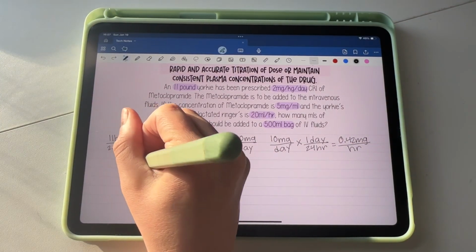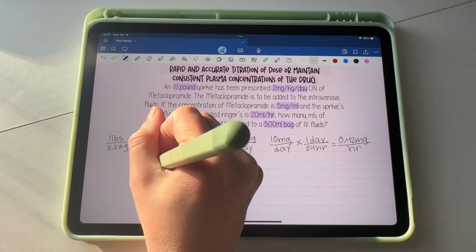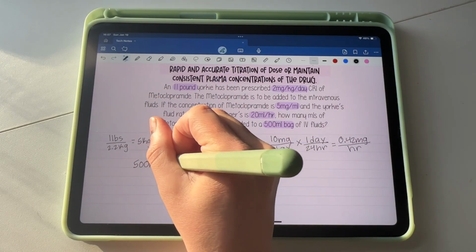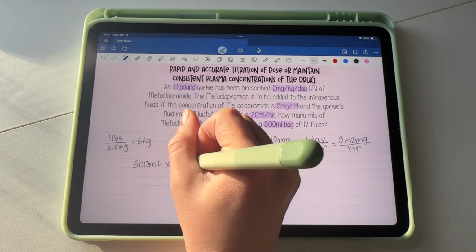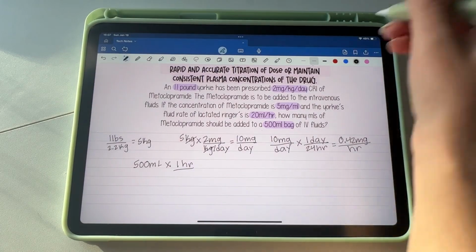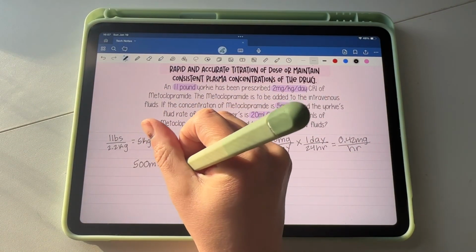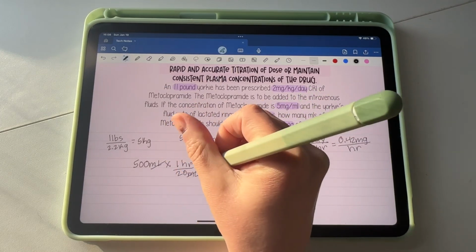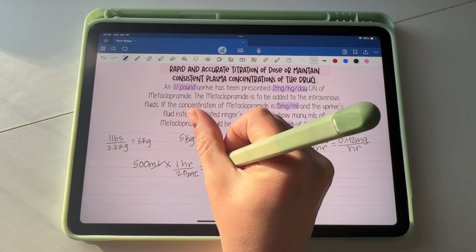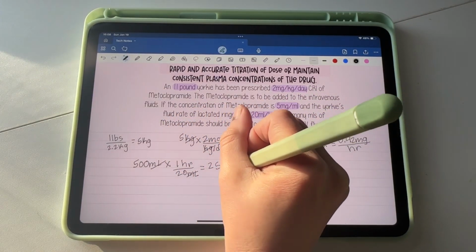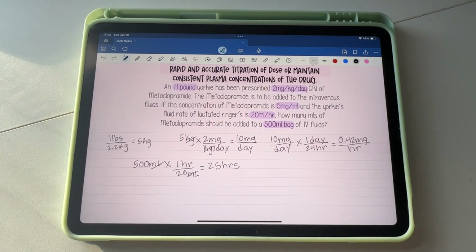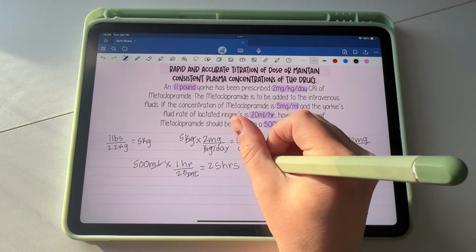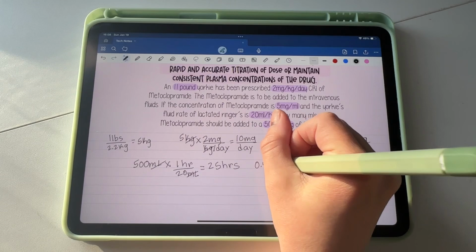Following that, we will need to calculate how many hours are in the bag of the solution. To determine this, we need to divide the total volume by the fluid rate to determine the hours of infusion in the total volume. In this case, we're going to take 500 milliliters times 1 hour per 20 milliliters, which equals 25 hours total.